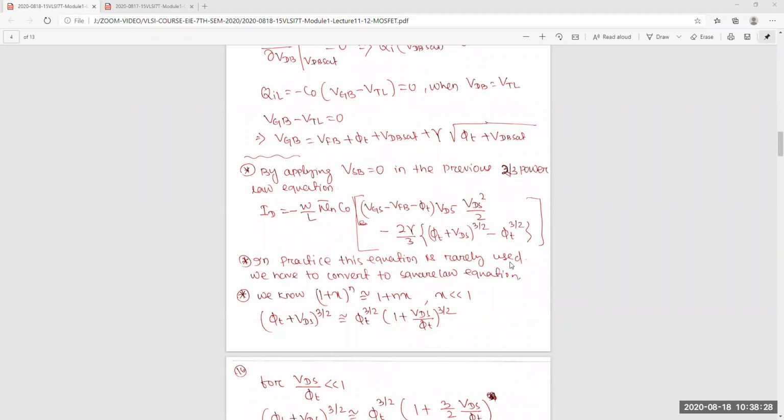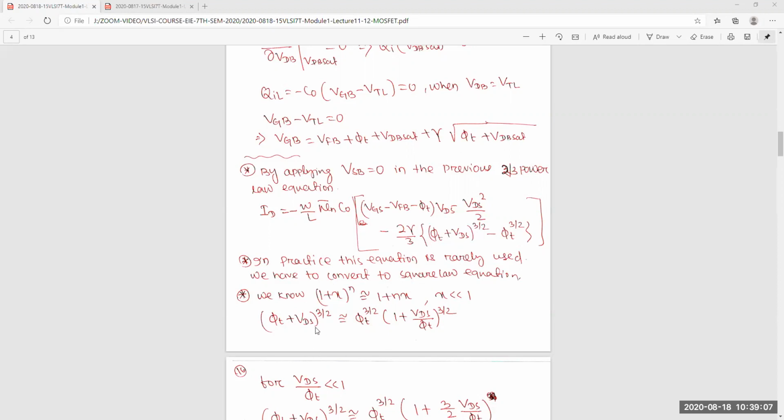In practice, this equation is rarely used. We have to convert to the square law equation. Another thing we know, in a mathematical way, is that 1 plus x to the power n is approximately 1 plus nx if x is very much less than 1. This type of thing we can apply here, because it's 1 plus x to the power n. So here also phi t plus VDS to the power 3/2, we can approximate by using this type of equation. Then we can get the square.